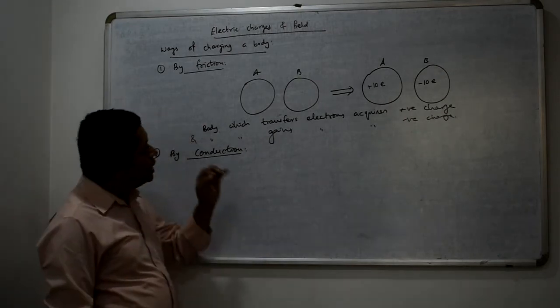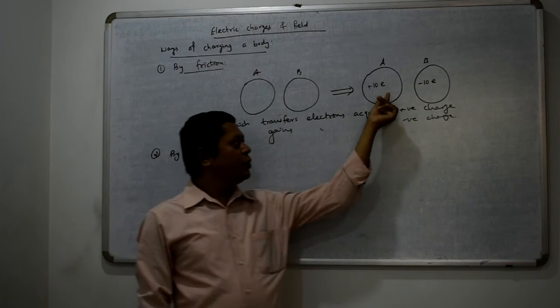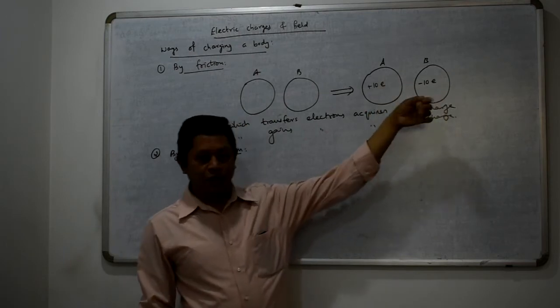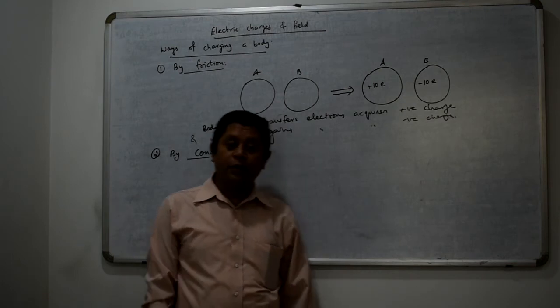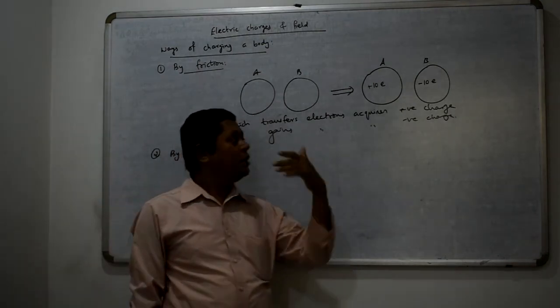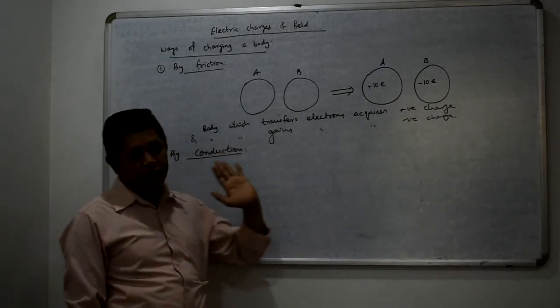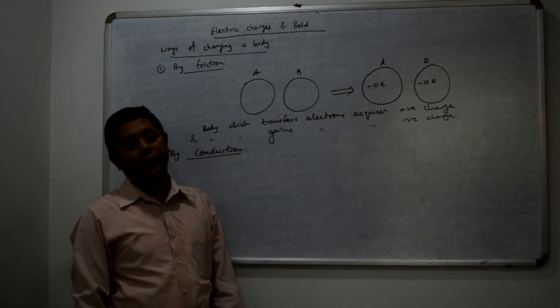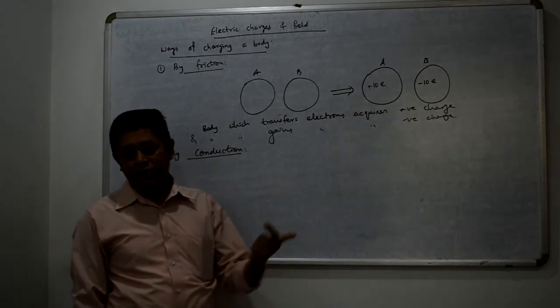See, here we see both bodies are neutral. This body is positively charged, and this body is negatively charged. Positively charged body means it has electric potential that is positive, or we can say higher. Body B is having negative charge, means it has electric potential that is lesser or negative. Means both the bodies are at a different electric potential.